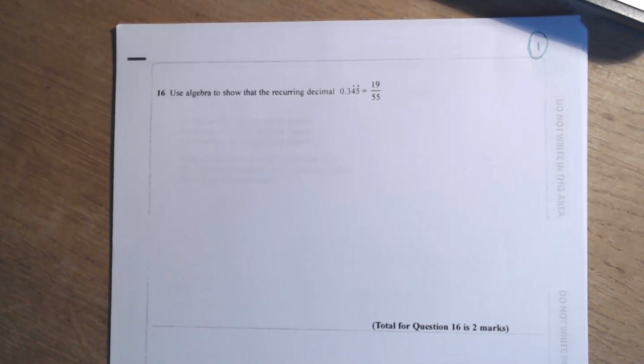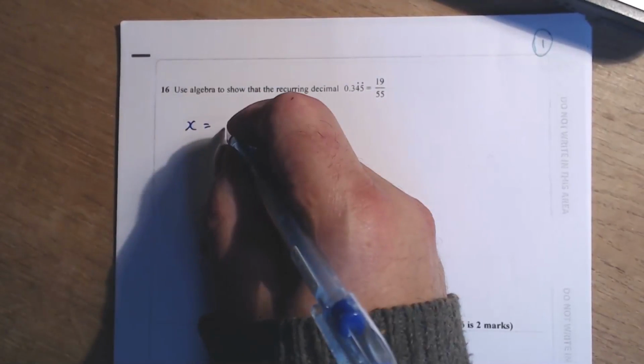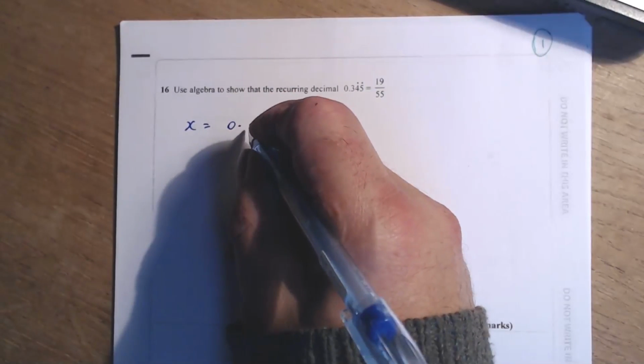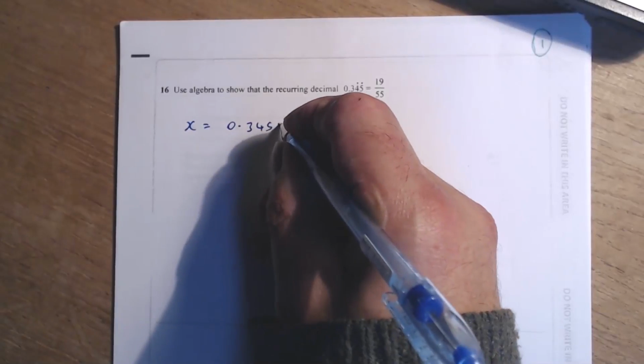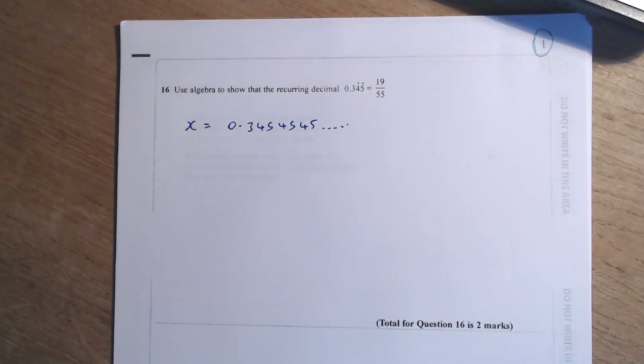Okay, I think we're pretty much at 5 o'clock now. So I'm going to start off with this one, which I think is quite likely to come up: use algebra to show that the recurring decimal 0.3454545... is 19/55. To do this, start off by letting x equal the recurring decimal, so x = 0.3454545 and so on. The 2 dots are over the bit that is recurring.